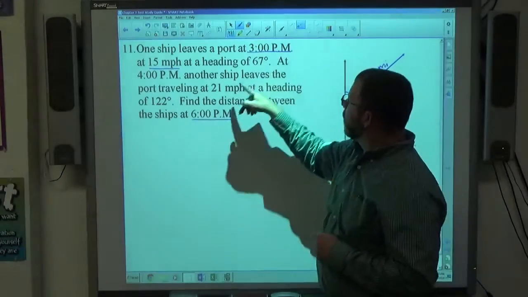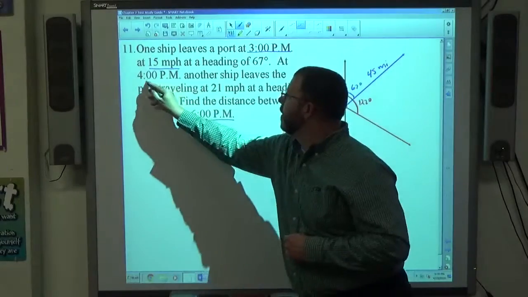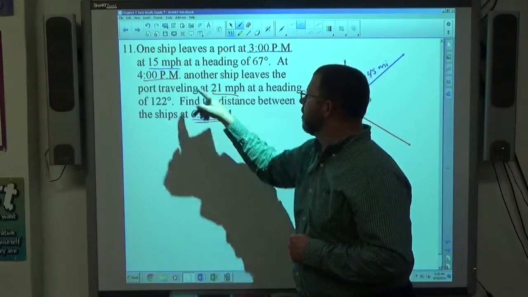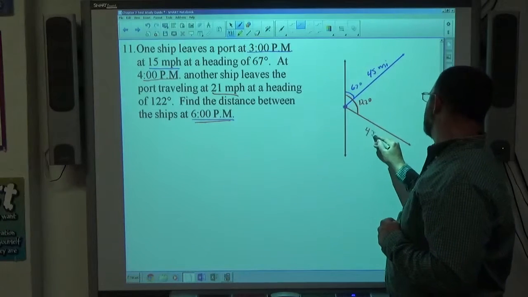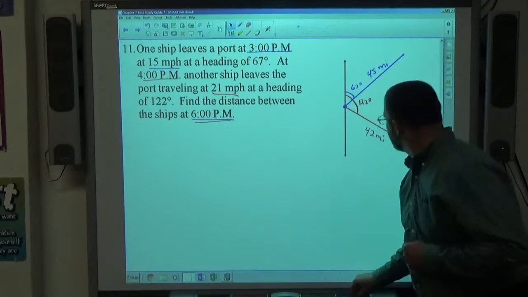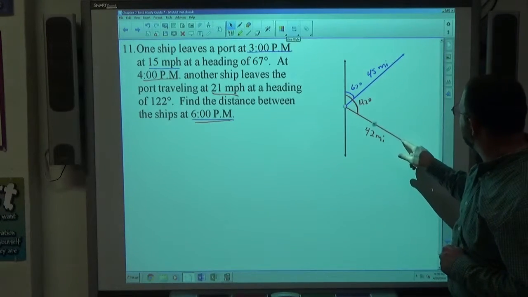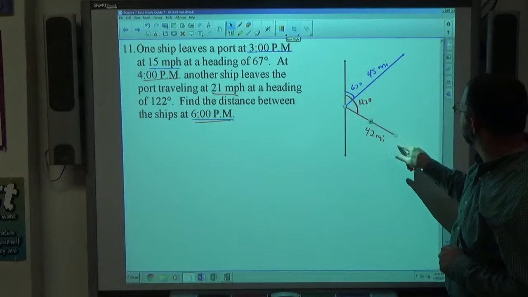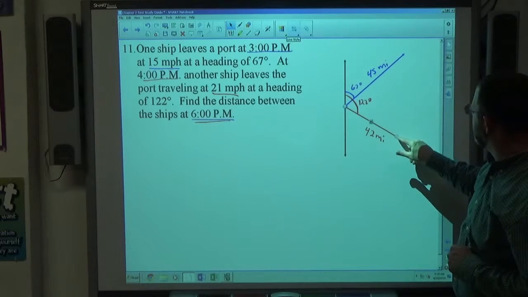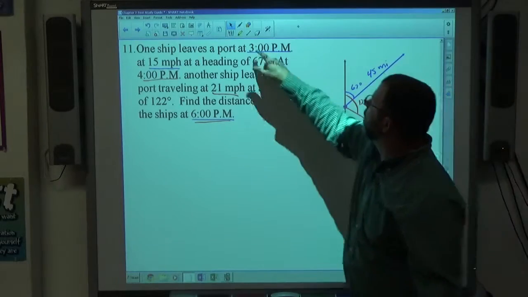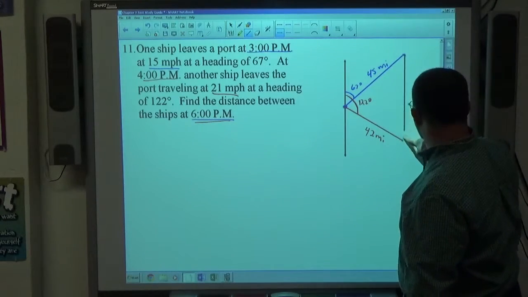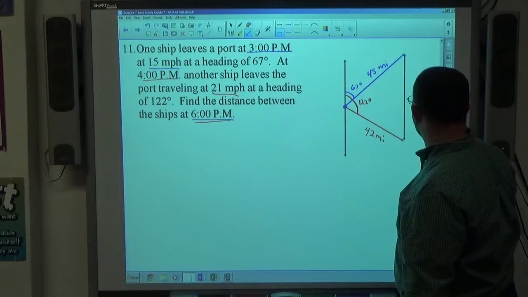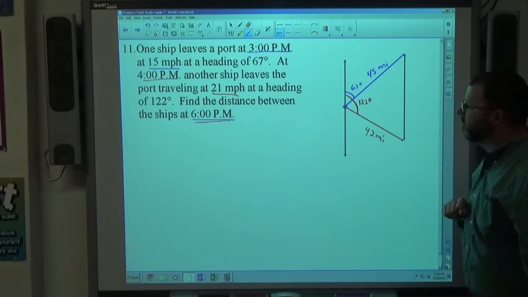The second ship is going 21 miles per hour starting at 4 p.m., ending at 6 p.m. So 2 hours that it traveled times 21 miles per hour gets it 42 miles as a distance. So the second ship actually has a shorter path than the first ship, so let's just shrink that down a smidge. That's maybe too much, there we go. It doesn't have to be drawn to scale, but it'll have to be kind of close. What we're looking for is how far apart the ships are here. That's the distance between the ships at 6 p.m.